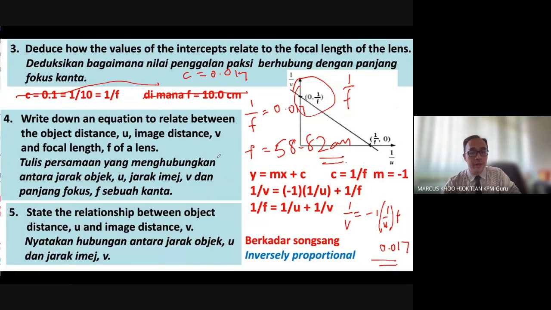-1 because of the gradient, and then 0.017 is the y-intercept. Okay, this is how the equation will look. But theoretically, this is how we get the thin lens equation: 1 over f equals 1 over u plus 1 over v. Because when I bring this across, it becomes plus. So 1 over f equals 1 over u plus 1 over v, and this is what we call the thin lens equation.